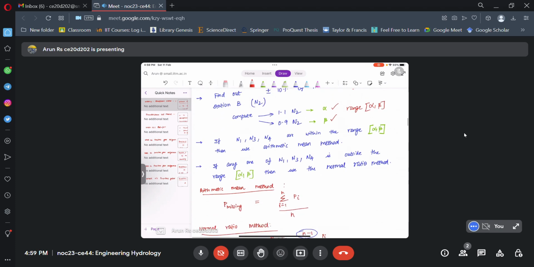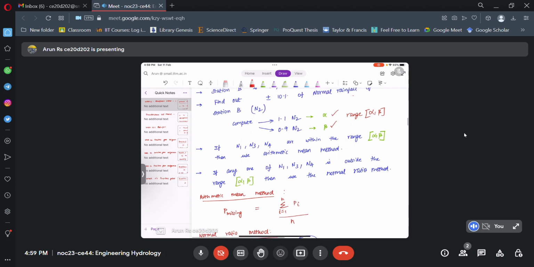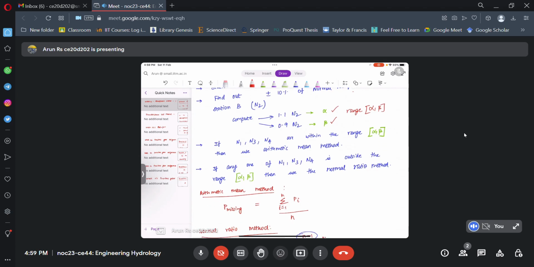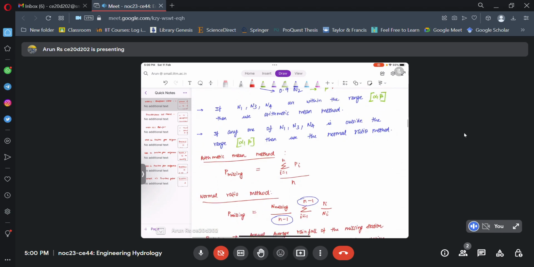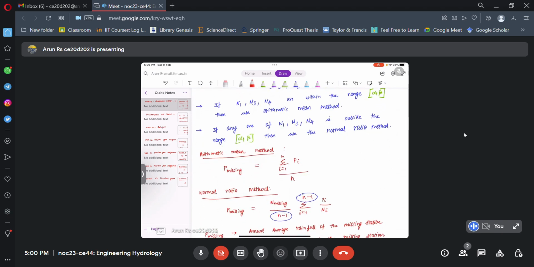So if all the other stations, that is A, C and D, have their normal rainfalls within the range of alpha and beta, then we can use the arithmetic mean method. Even if any one of the normal rainfalls deviates above this range or below this range, then in that case we need to use the normal ratio method.